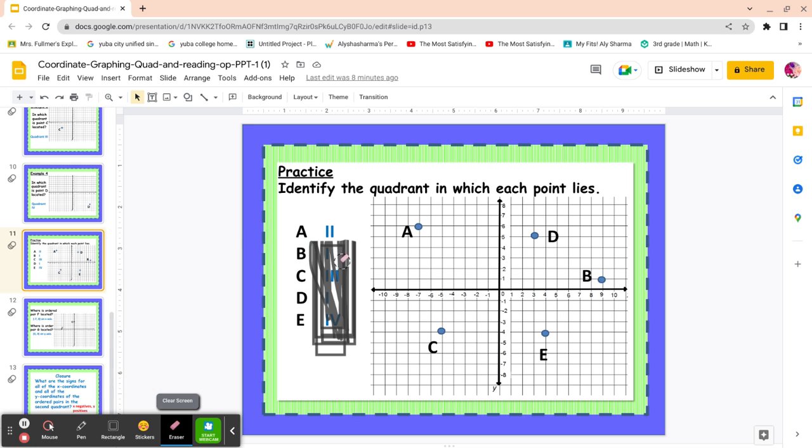Okay. Now it's looking for B. B is in quadrant I. It shows here. C is in quadrant I. D is in I. And E is in IV. Okay, great. So let's move on now.